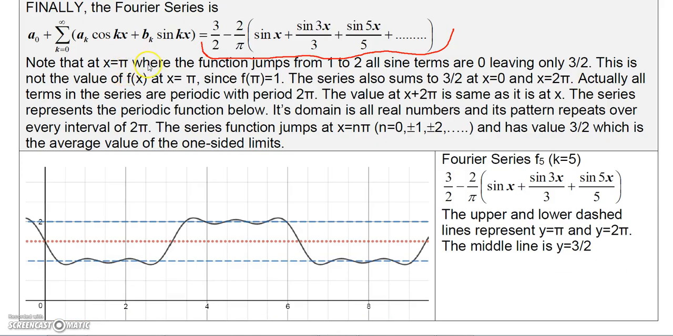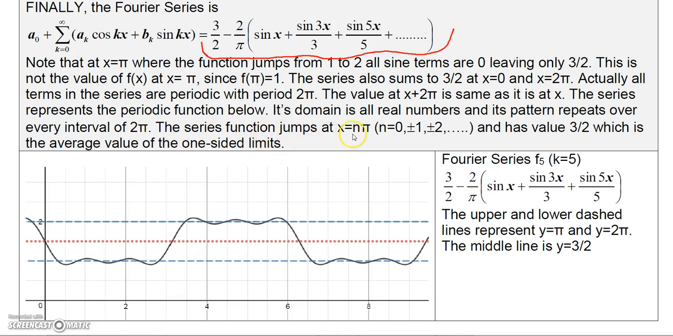So note that at x equals pi, where the function jumps from 1 to 2, all the sine terms are 0, leaving only 3/2. This is not the value of f of x at x equals pi, since f of pi equals 1. The series also sums to 3/2 at x equals 0 and x equals 2 pi. Actually, all terms in the series are periodic with period 2 pi, so the value at x plus 2 pi is the same as it is at x, and the series represents the periodic function below. Its domain is all real numbers, and its pattern repeats over every interval of 2 pi.